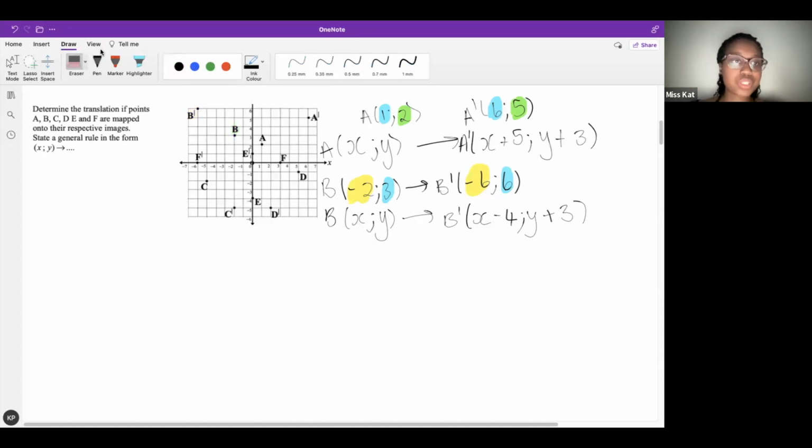Now we're going to do C and C prime. C prime is yellow. C is green. Okay. Is there anyone who's done them already? Who has an answer for me? So we start with coordinates. What are the coordinates for C? Coordinates for C.